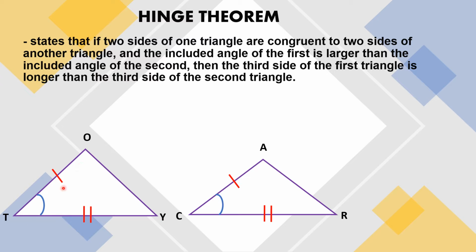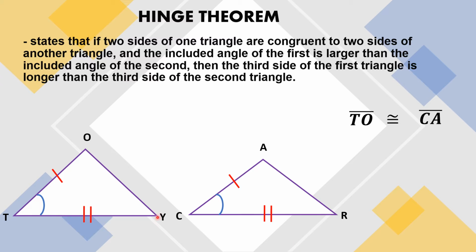So, for instance, in this illustration, we have triangle TOY, then our second triangle is triangle CAR. To know the two congruent sides, we look at the tick marks. For example, in our first triangle, we have one tick mark here on side TO. And on the other triangle, we have side CA, which also has one tick mark. That means they are congruent. So we can say that side TO is congruent to side CA.